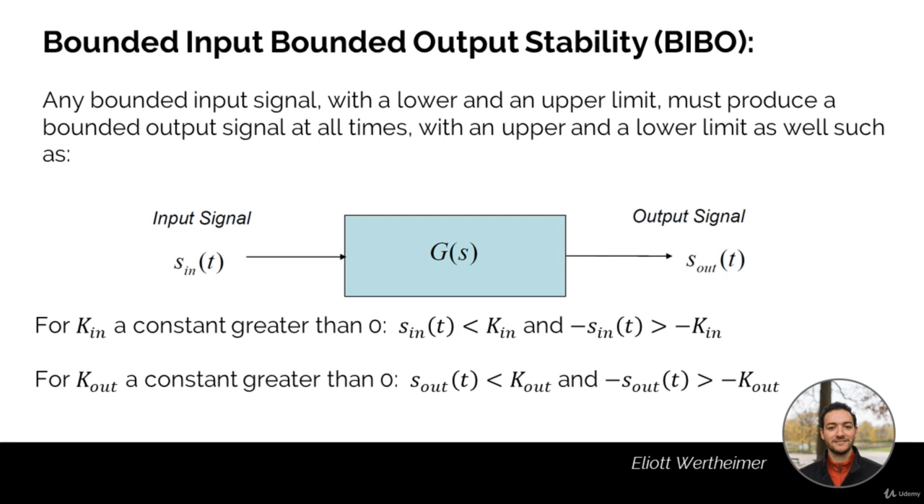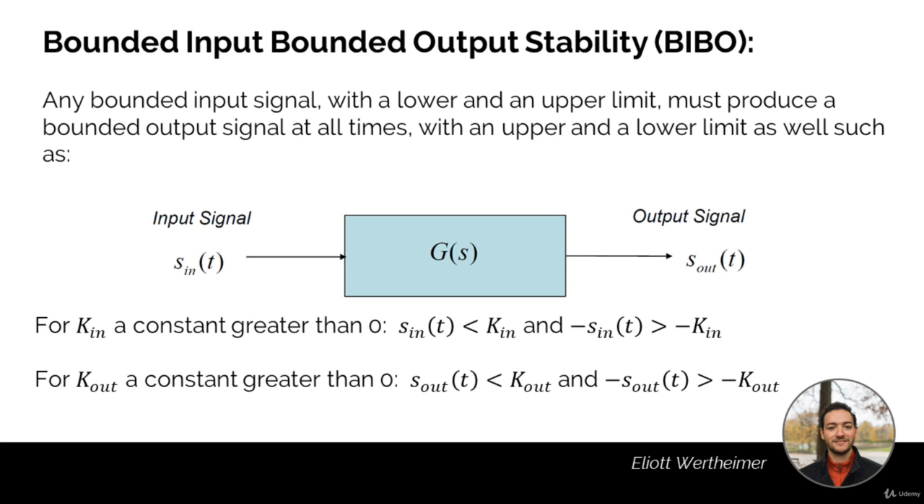First of all, let's talk about bounded input, bounded output stability, which is what you're mainly concerned about in control systems. It means that any bounded input signal with a lower and an upper limit must produce a bounded output signal at all times with an upper and a lower limit as well, as you can see in this diagram. So here you have the input signal S in coming in, the transfer function G(s), with an output signal S out.